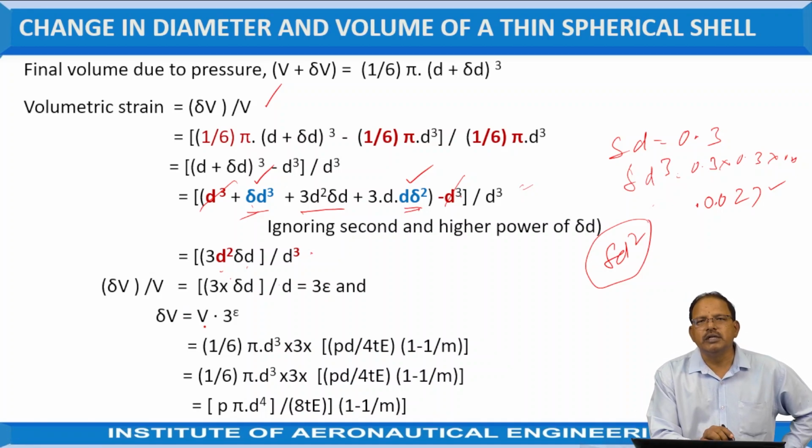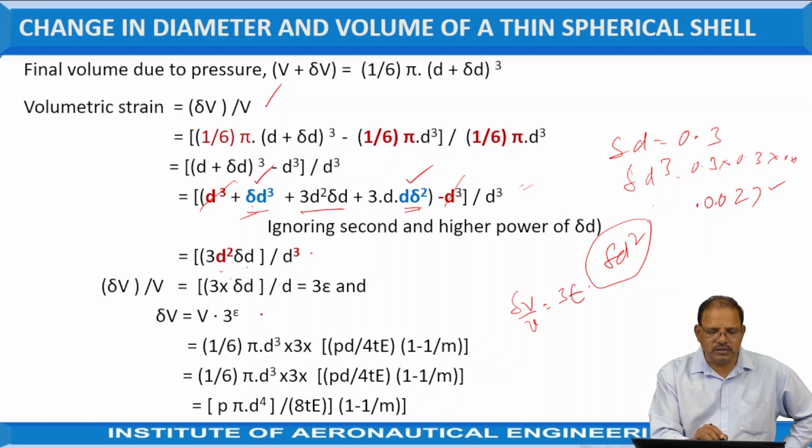So the volumetric strain, which we have to determine, is defined as the change in volume to its original volume. According to the relations, delta V divided by V is finally equal to 3 into epsilon. By using this relationship, the change in volume is equal to the final volume, which is 1 by 6 into pi d cubed, into 3.